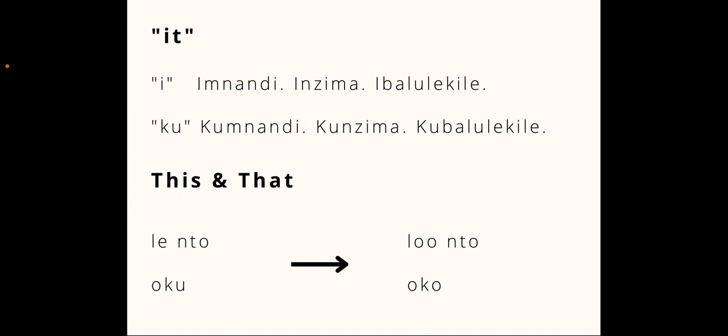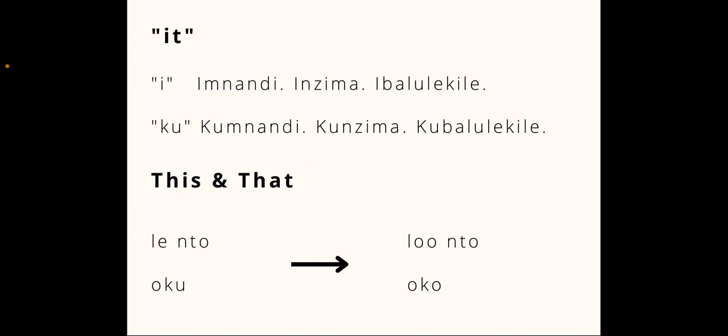So in order to learn or understand the different words for this and that, we've had some of these already, but in order to understand where it really comes from, you need to look at the two ways of saying it. So on the one hand, we have the subject concord I, as in imnandi, it is nice, inzima, it is hard, and ibalulekile, it is important. This I is a general I, but it comes from like the thing, into, so it's that noun class of a thing. So this thing, it is nice, it is hard, or it is important. The more generic it is the ku, which would be this, but it's quite interchangeable for the two. You could also hear just as likely kumnandi, kunzima, or kubalulekile. It is nice, it is hard, it is important.